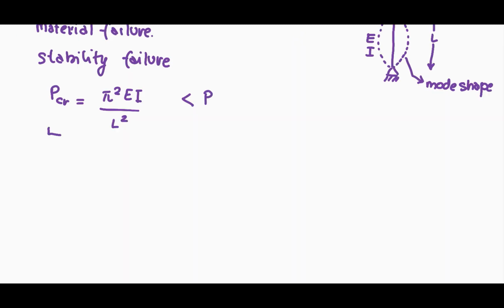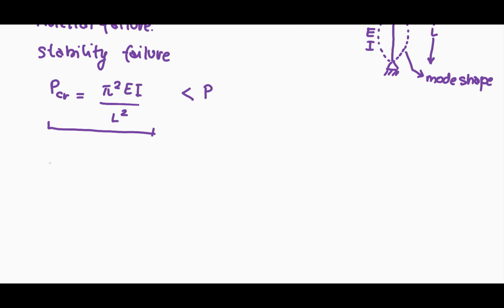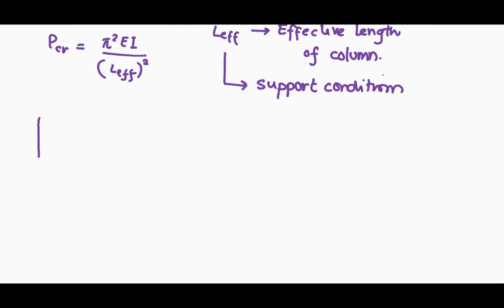This formulation is basically applicable only for the support conditions where one end is hinged and the other has a roller support. In order to extend this formulation to a general formulation, we make the following modification, where L effective is defined as the effective length of column which participates in buckling, and this effective length depends on the support conditions. Now, for a column which is pinned at one end and has a roller at the other, the effective length is essentially the entire length of the column since it participates in the buckling. Hence, for this case, L effective is equal to L.